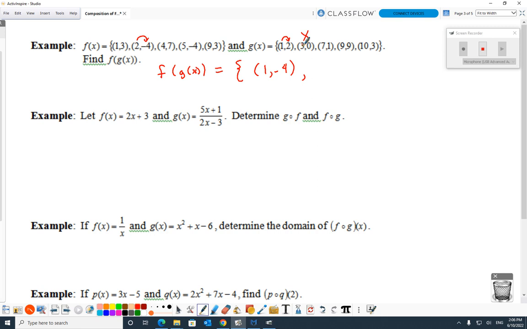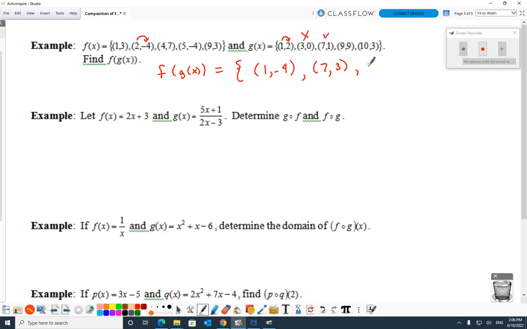Let's do another one. 7, 1. So g turns 7 into 1. But before it's done, that 1 has got to get plugged into f, and it turns it into 3. So 7s become 3s. They were 1 in there for a little while. It became 1, but then it became something else by the end of the process.